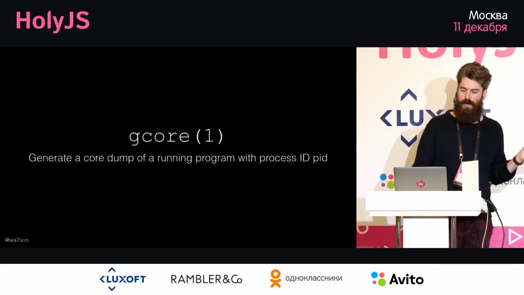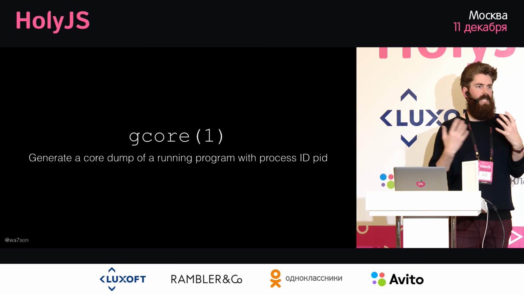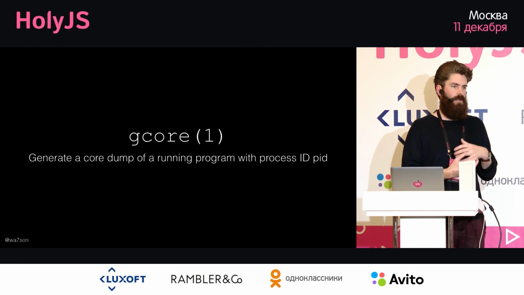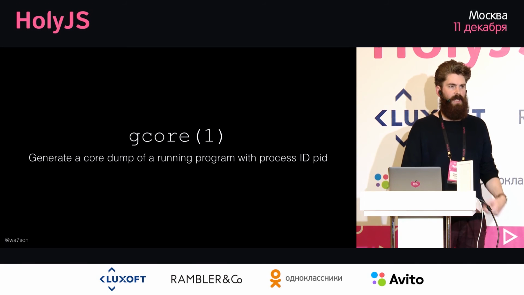And there's an alternative approach called gcore that you can use if you can't install Heap Dump on your server, or you won't install Heap Dump on your server. You can use gcore instead, which will basically do the same thing, but from the command line.